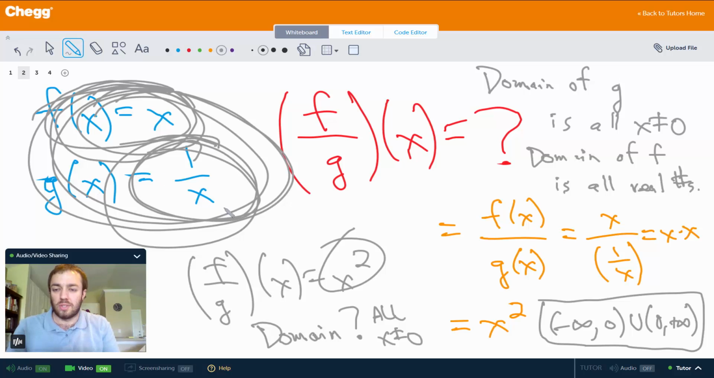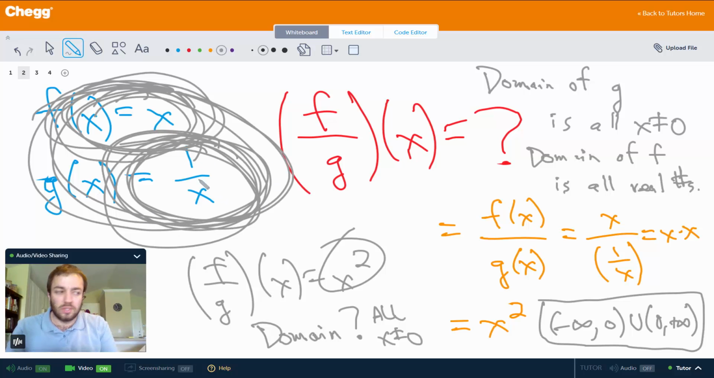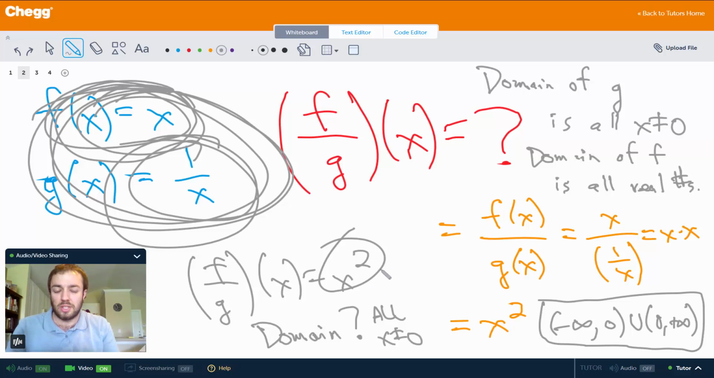Since we have to use this and this, we better make sure that both are always defined. This one is okay, it's just x. But for this one right here, if we want to make sure that it is always defined, then we better make sure that x is not 0. So that's why we have to restrict 0 from the domain of f divided by g, even though it looks like we don't because of the simplification, but we still do.